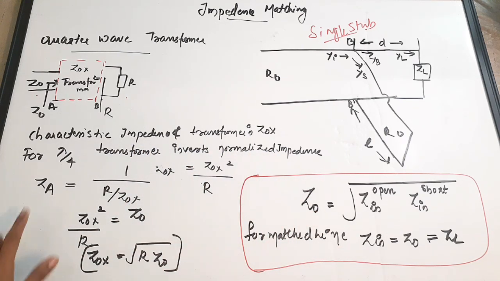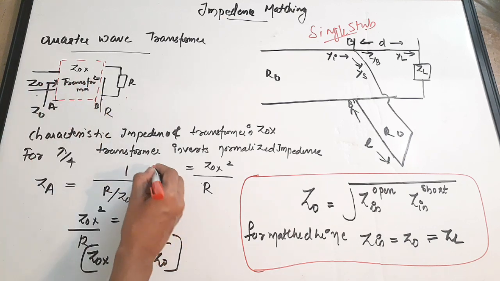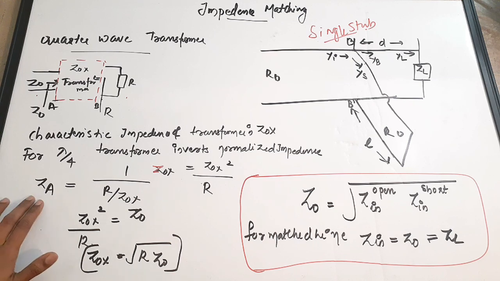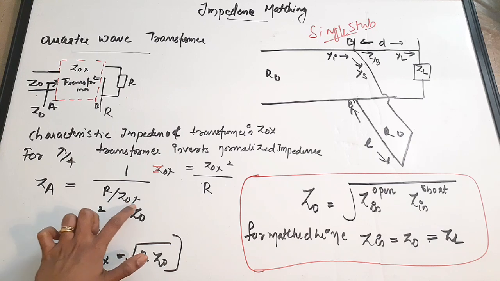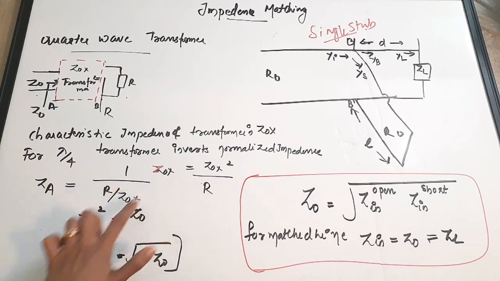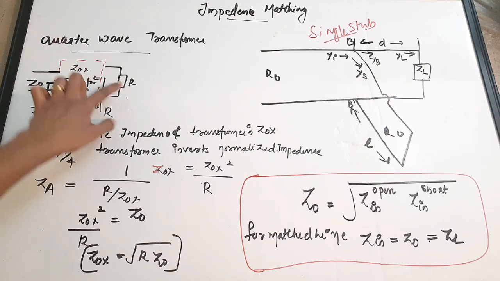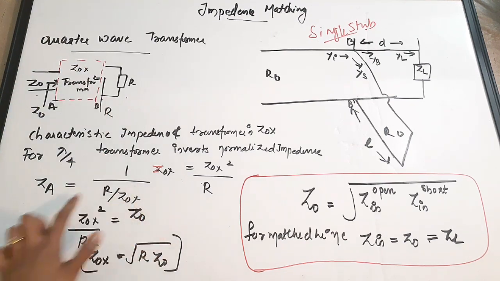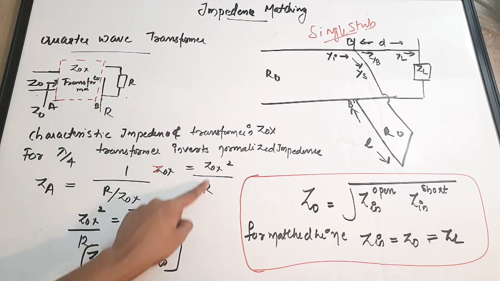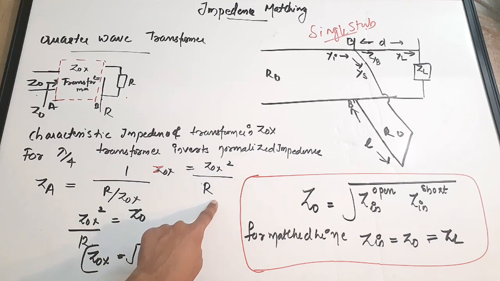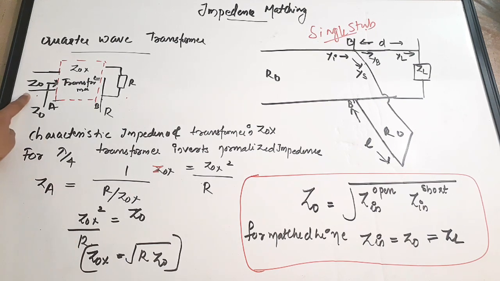Okay, so this ZA is the impedance seen from this point A towards this side. The impedance seen from A is equal to ZOX squared by R, where ZOX is the characteristic impedance of your quarter wave transformer and R is the load impedance seen from A in this direction. And you have to match this with the characteristic impedance, right?